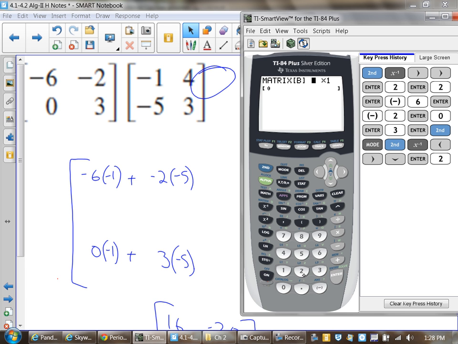2 by 2. 2 by 2 again, very good. And then enter in your 2 by 2. What is it? Negative 1, 4, negative 5, and 3.